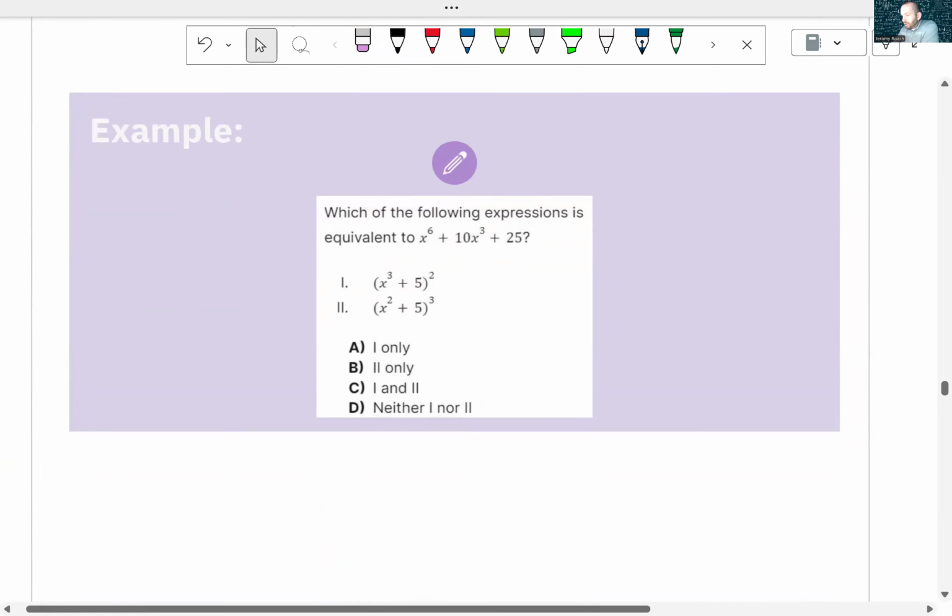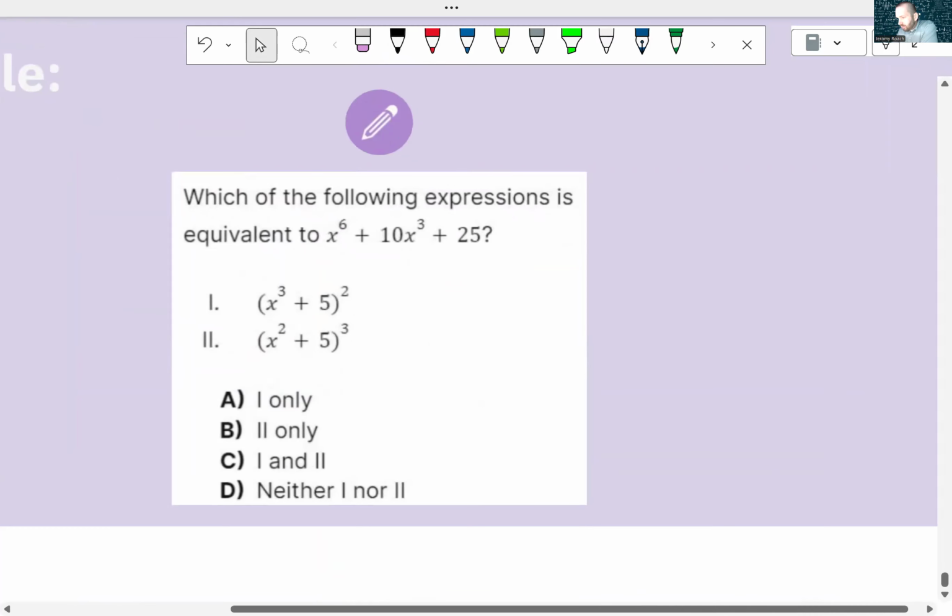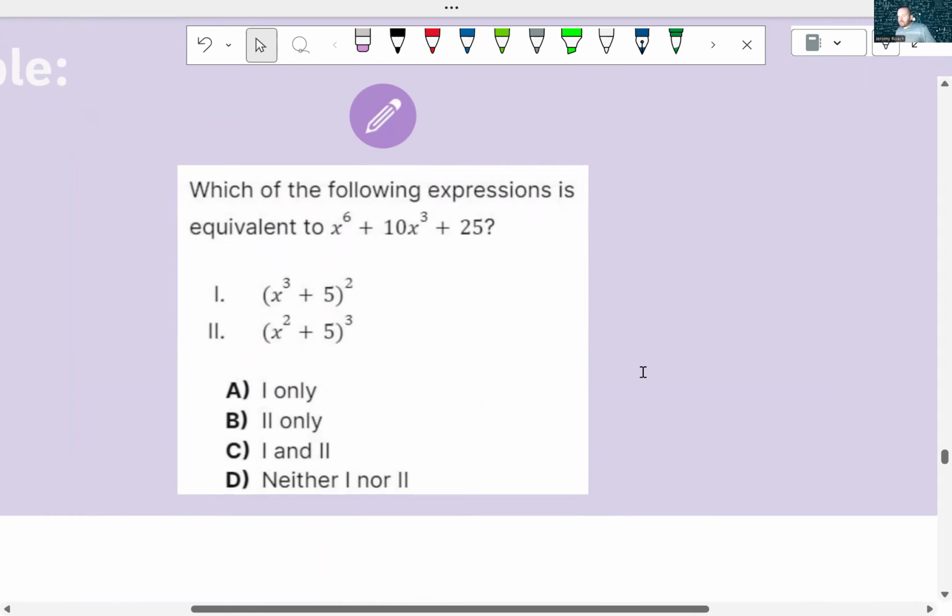We'll do one example here. It says, which of the following is equivalent to the quantity x cubed plus 5, squared? Okay, so when you have a squared like this, you cannot just bring it there and there. A lot of students do that. You can't do that. This says quantity squared. So this actually is the quantity x cubed plus 5 times the quantity x cubed plus 5.